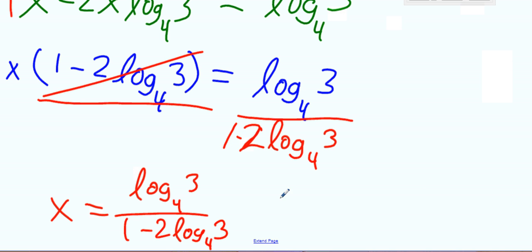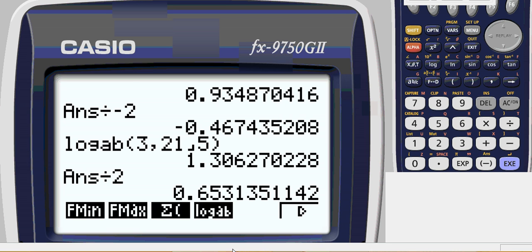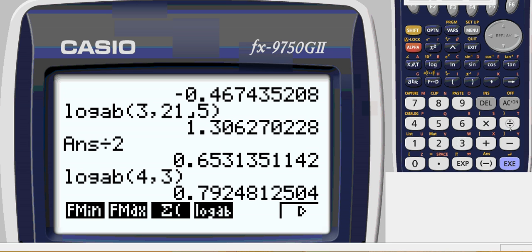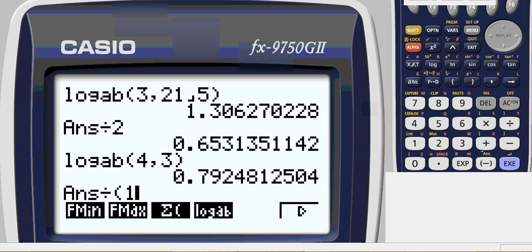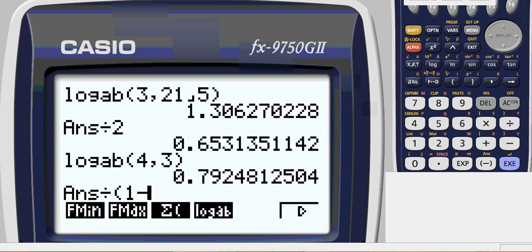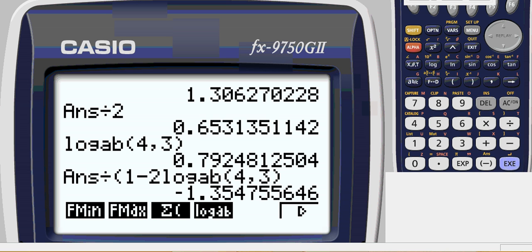So we can also change this to a decimal by punching it into our calculator. So we need log base 4 of 3 divided by, and then just make sure you do parentheses because it was 1 minus 2 log base 4 of 3. So there's our decimal approximation, negative 1.355.